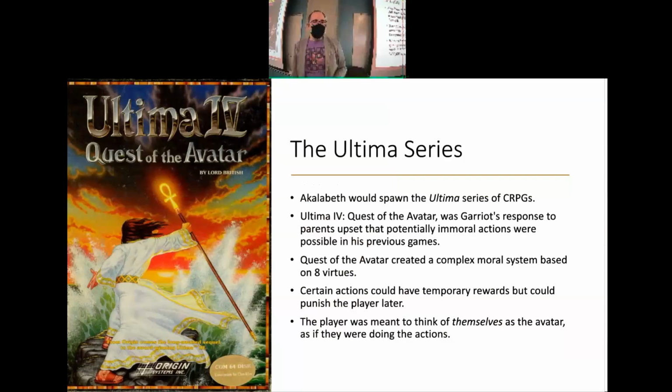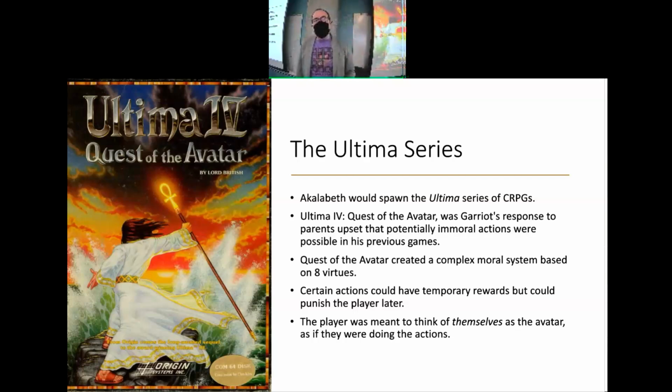So anyway, this leads to the Ultima series, which is the first of our big three, right? When we're talking about computer RPGs, there are three series that set the template for everything else, and Ultima is definitely one of those. So Akalabeth is kind of the prototype to Ultima, okay? It's beyond our scope to talk about every single Ultima game, but we'll highlight a little bit of Ultima 4, Quest of the Avatar, because I think it's really interesting.